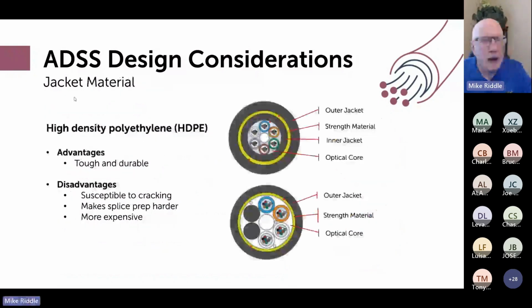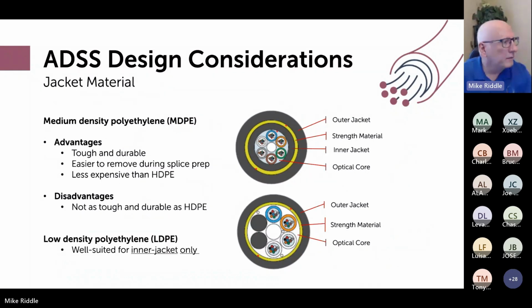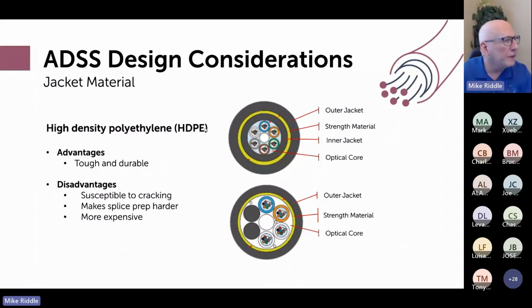Next up, jacket material. You've got three choices for jacket material. You've got high density polyethylene, medium density polyethylene, and low density polyethylene. So let's go back. We'll look at high density polyethylene first. Its advantage is that it is tough and durable. But like everything, it does have some disadvantages.